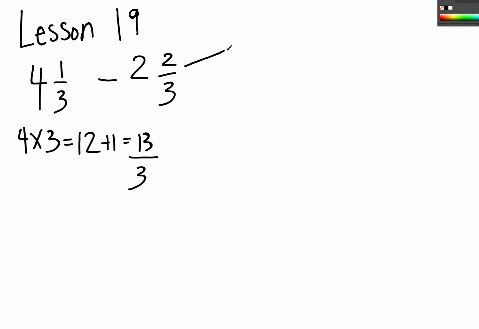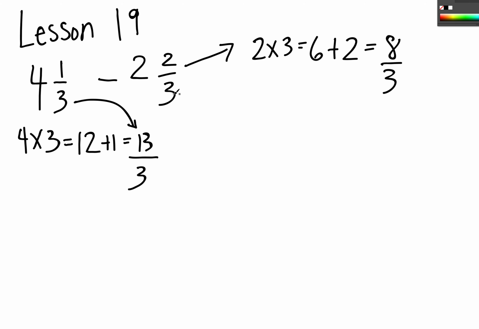So now we have that part of the problem done. And then we're going to go over here and do the same thing for this mixed number. So we're going to say 2 times 3, which equals 6. And then we're going to add the numerator again, which is 2. So 6 plus 2 equals 8. And that's going to be over 3. So now we've redone this mixed number and we've redone this mixed number. So now we have our new problem of 13 over 3 minus 8 over 3.